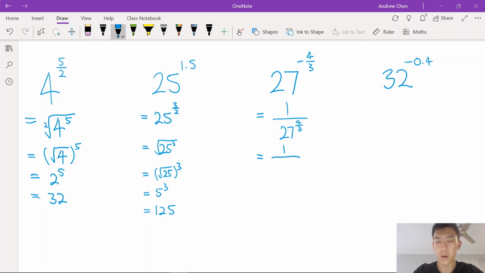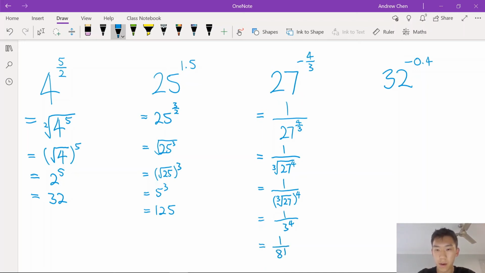So this becomes 1 over the cube root of 27 to the power of 4, which becomes 1 over the cube root of 27 taken to a power of 4. The cube root of 27 is 3, so that becomes 1 over 3 to the 4, and that gives you 1 over 81. See, no calculator required. Pretty cool once you get the hang of it.